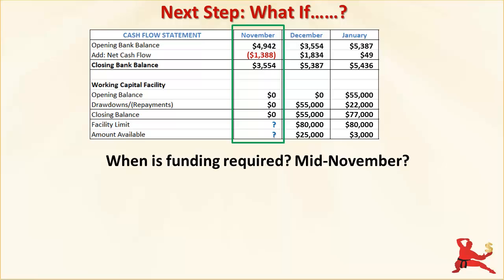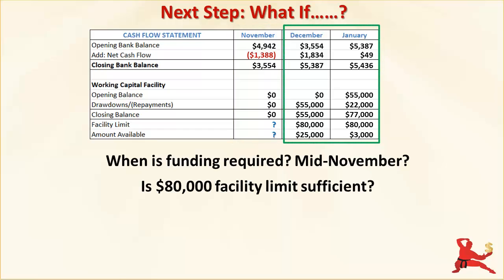We had $4,942 at the start of November. That looks as if it's more than sufficient to cover the forecast net cash outflow of $1,388 that month. But what if during the month of November, we only received most of our cash inflows towards the end of the month, but had to make most of our cash payments at the beginning of the month? If we don't have the financing facility in place by the beginning of November, we'll probably find ourselves in a cash flow crisis by the middle of the month.